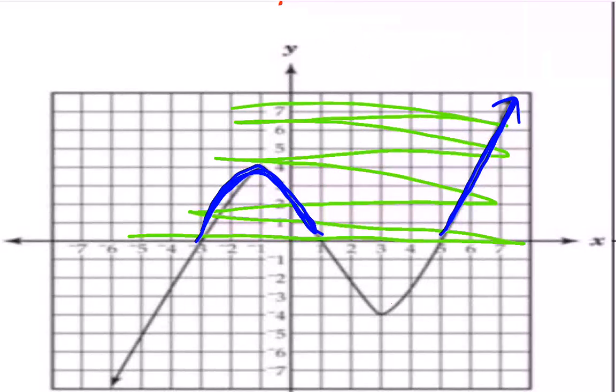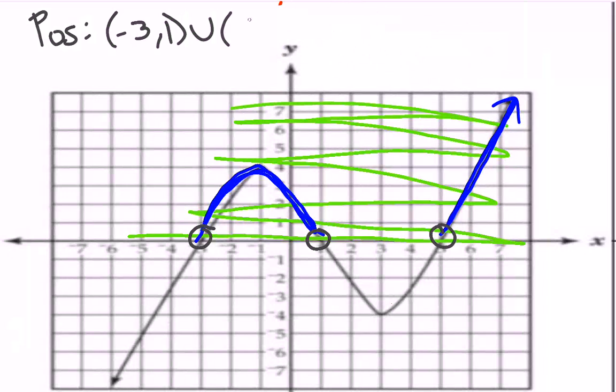So positive has two pieces, and it's from -3 to 1, union 5 to positive infinity.